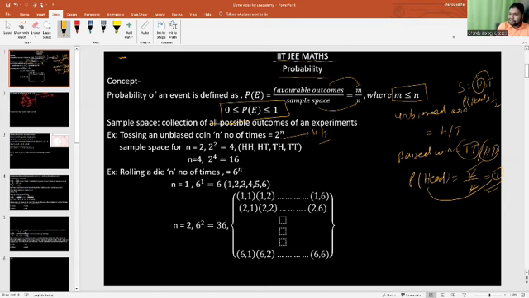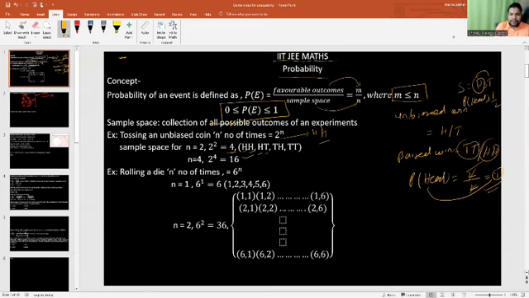But if you toss the coin n is equal to 2 times, first time it could be head, second time also head. First time head, second time tail, or first time tail, second time head, or both times tail. Correct. So the sample space is 4, or you can find 2 raised to 2. Same way, n is equal to 4 gives 2 raised to 4, which is 16. So there will be 16 in the sample space.